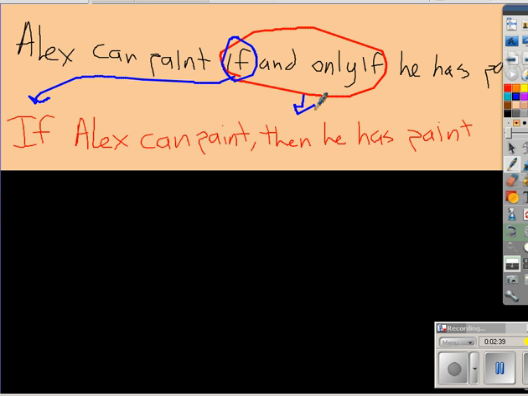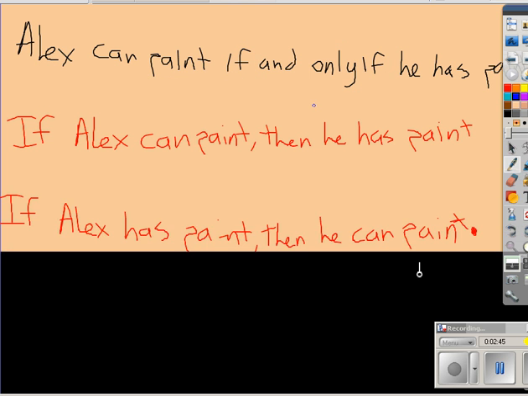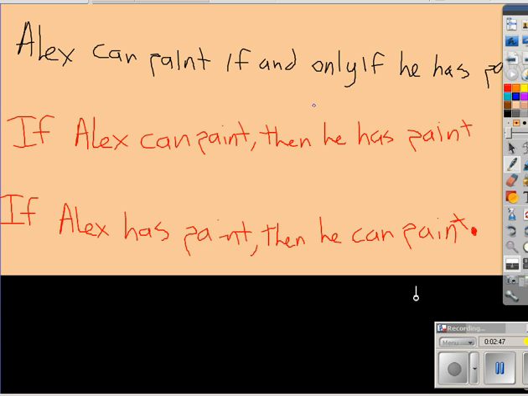What the biconditional does going the other direction is, if we read it backwards, it says if Alex has paint, then he can paint. Essentially, these two statements in red are the conditional and the converse, which is what a biconditional is. It's the conditional, if Alex can paint, then he has paint. And then we can read it backwards, in the other direction: if Alex has paint, then he can paint. And that is the converse of the original conditional, which is a lot of big words.